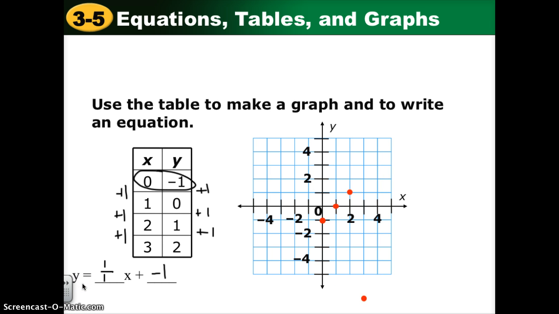Let's look at the graph and see if that matches. Looking from one dot to the next, we rise 1, run 1, rise 1, run 1. So we have a slope of 1 over 1, and our equation is y equals 1x plus -1.